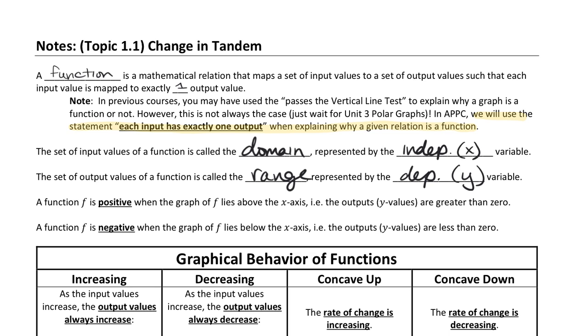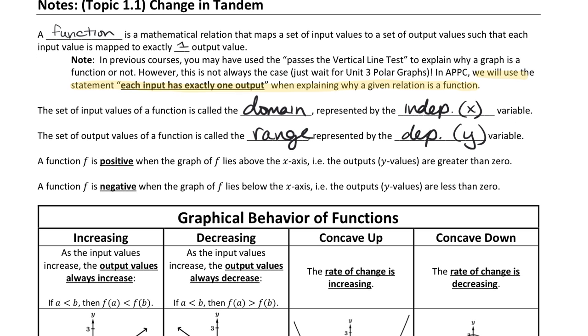That vocabulary should all be the same, including the next little bit of vocabulary. A function itself is positive when the graph of f lies above the x-axis, for example, the outputs or y values are greater than 0. So if you're looking at a graph and the outputs are what I would consider above ground, if the x-axis is the ground, those are positive values of f. Vice versa, a function of f is negative when the graph of f lies below the x-axis, aka the outputs or y values are less than 0.